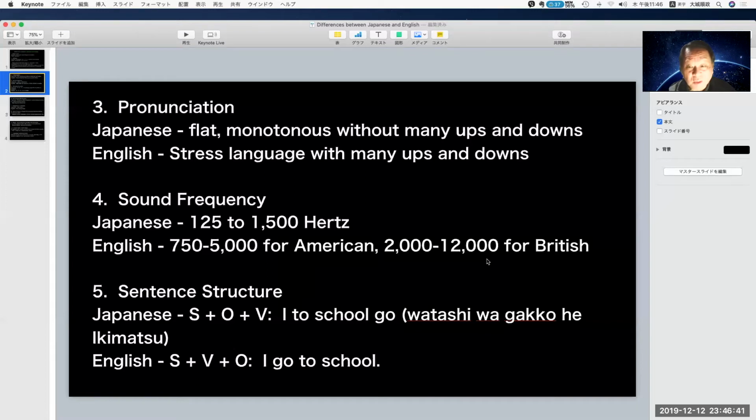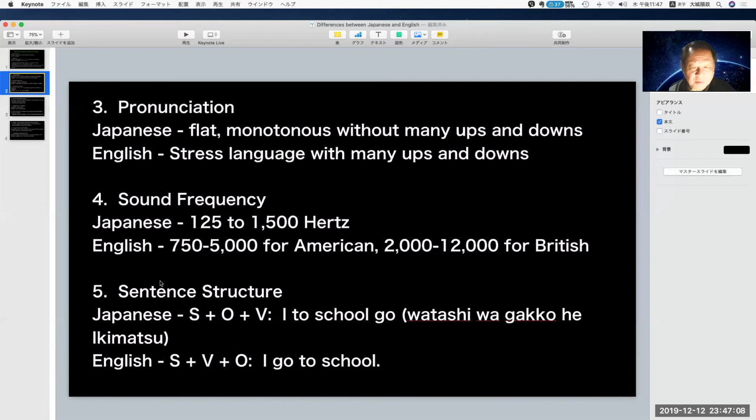So that's one of the reasons that the Japanese people cannot understand. Because it is beyond their hearing range, whenever they hear somebody speaking English, it sounds like noise to them. That's one of the reasons they cannot understand English at all.